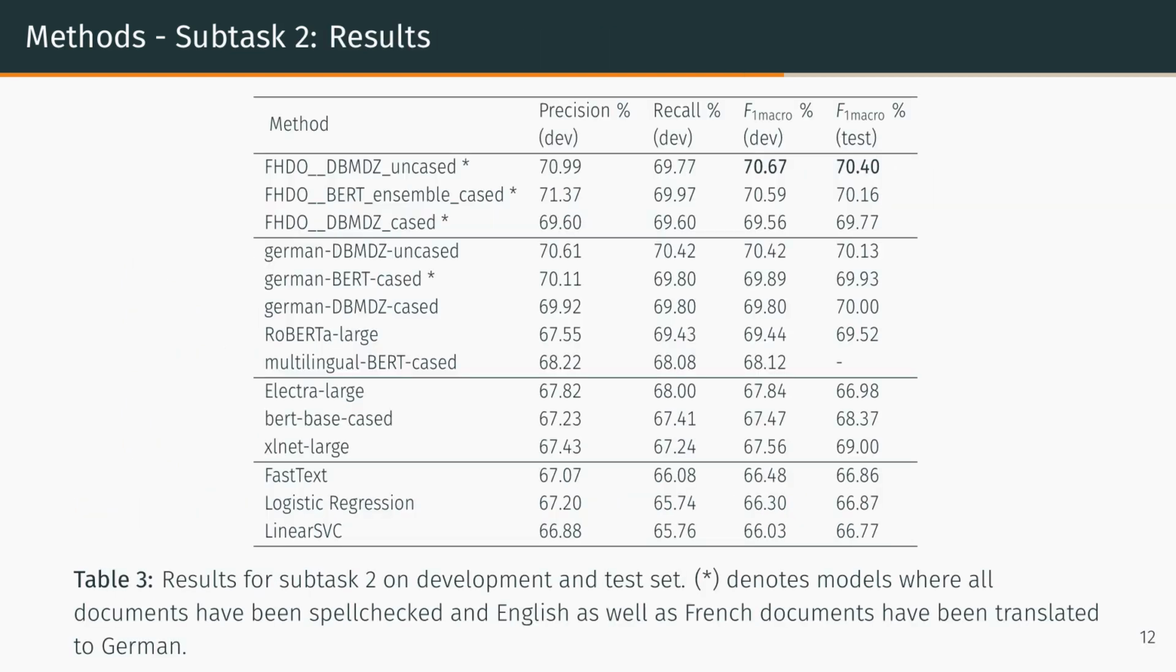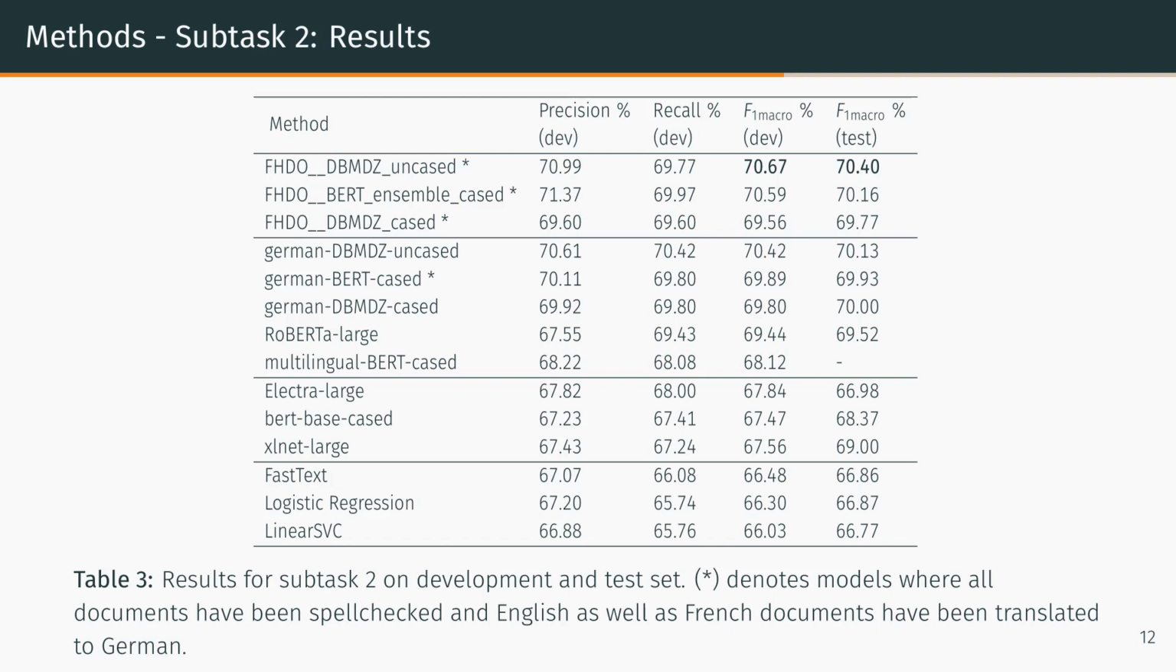This table shows the results for the second subtask, and the top 3 models have been submitted by us. On this task, the transformer architecture models were superior to the traditional models. As you might notice, there are a few models pre-trained on English text, for example the BERT base cased model. For these models, the entire dataset was translated to English. And when we explored the translated documents, the translations were good.